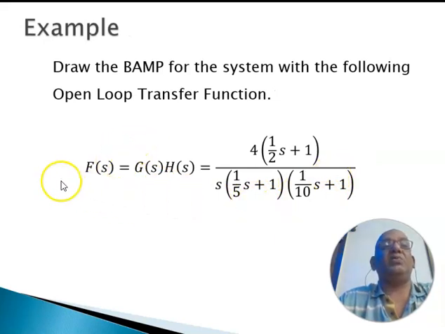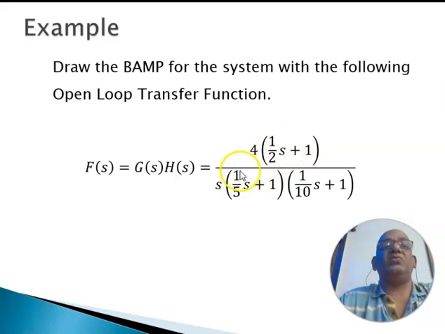This is the open loop transfer function. This open loop transfer function has 1, 2, 3, 4, and 5 terms. Carefully note that we have expressed these terms in the time constant form. Even if they are in the form of s plus something, you need to bring it into this time constant form. That is, all the forms will be of the 1 plus tau s form.